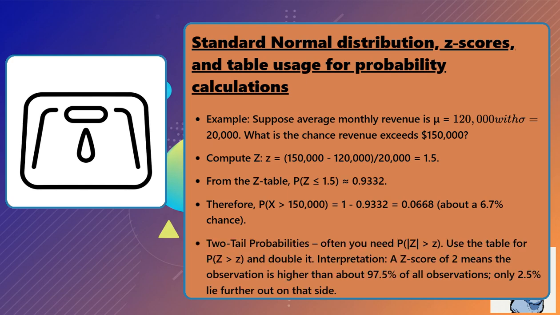Two-tail probabilities. Often you need P(|Z| > z). Use the table for P(Z > z) and double it. Interpretation. A z-score of 2 means the observation is higher than about 97.5% of all observations. Only 2.5% lie further out on that side.